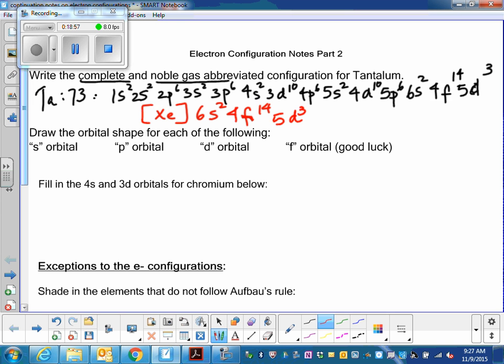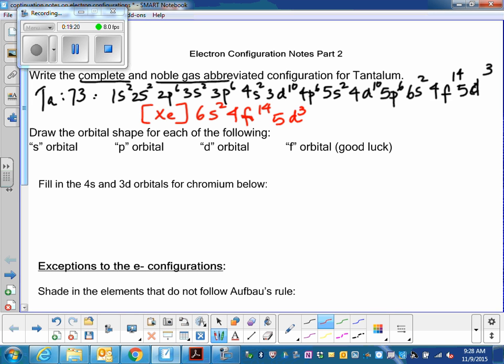So we are good with writing the complete and the abbreviated noble gas configuration. We know how to jump into the F and come back to the D. Is that right? Okay. I see they are getting it. You will get such configurations on your test.